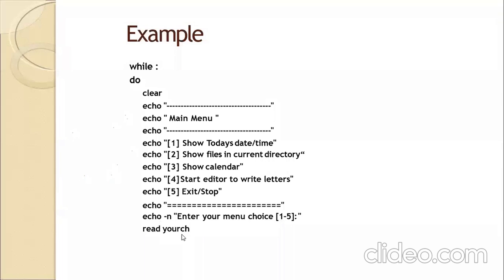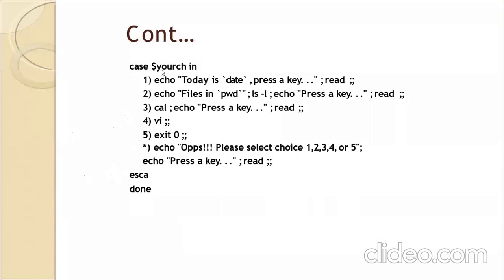Read your choice, whichever choice you enter. Now you have to display the date, so there is a command. So case choice input: today's date, press a key, read. Then the second one, echo files, it will display the files and directories. Echo press any key for read, for calculation, vi to get the editor, and exit to exit the terminal. Echo please select a choice, if you are giving a wrong choice, and again you want to continue for that purpose. Esac, done. Continuously it will take the choice 1, 2, 3, 4, 5.